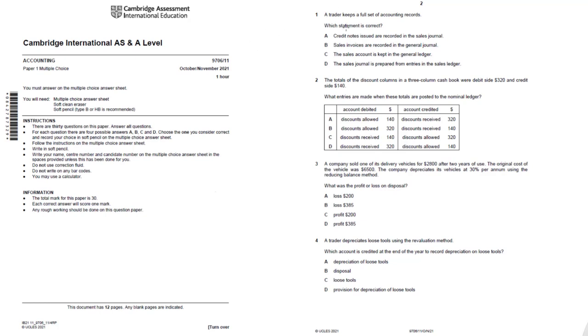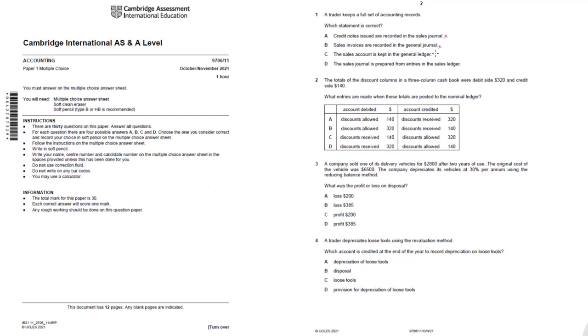So let's begin paper number 11, question number 1. A trader keeps a full set of accounting records. Which statement is correct? Credit notes issued are recorded in the sales journal. This statement is not correct because credit notes are done for sales returns transactions. Sales invoices are recorded in the general journal. Not correct because sales invoices are recorded in the sales journal.